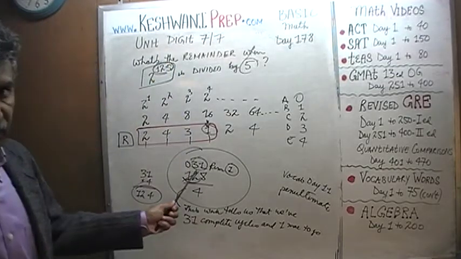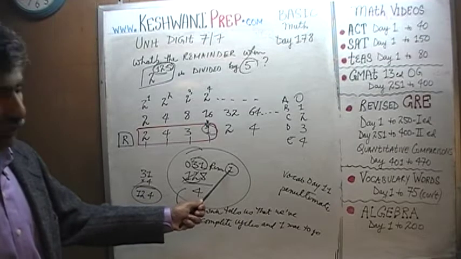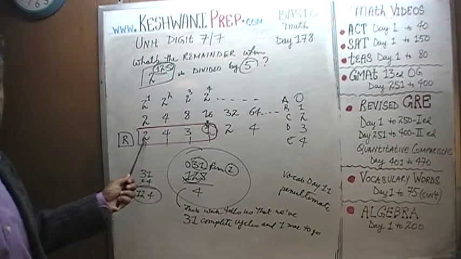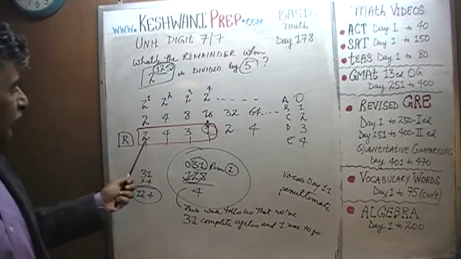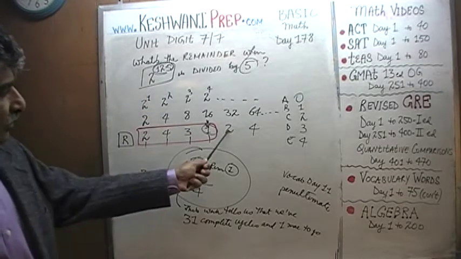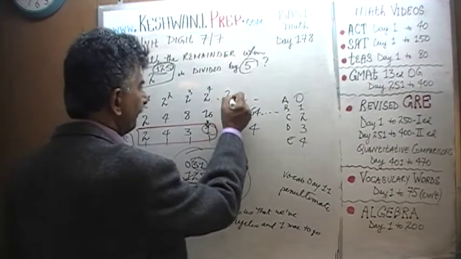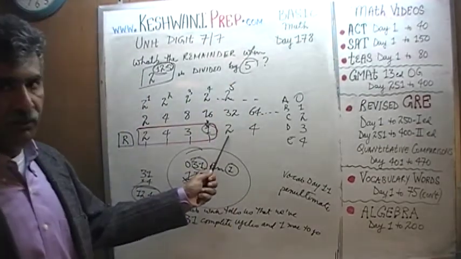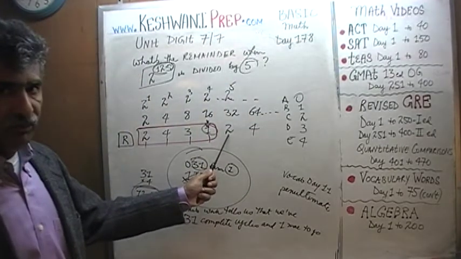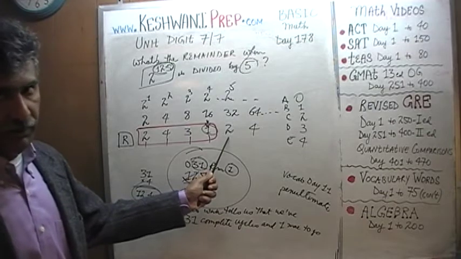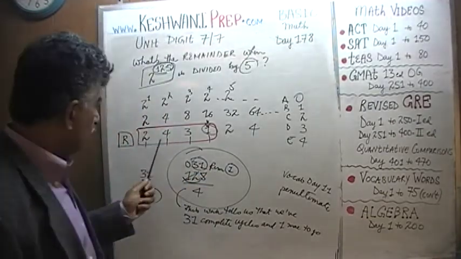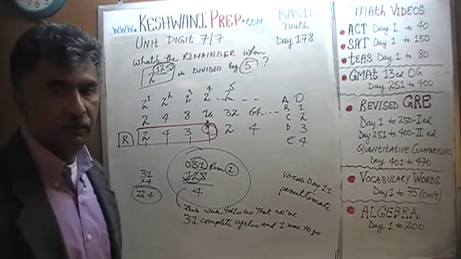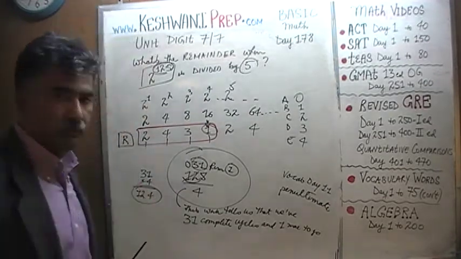which means we'll finish our 31 cycles, and we still have one more to go, which means it's going to end right here. In other words, 2 raised to 5 would end in a 2. You see right here, 2 raised to 5 will end in a 2. 2 raised to 9 will end in a 2, because 2 raised to 9 would have 2 complete cycles of 4s, 2, 4, 3, 1, and then the 9th one will end in a 2.